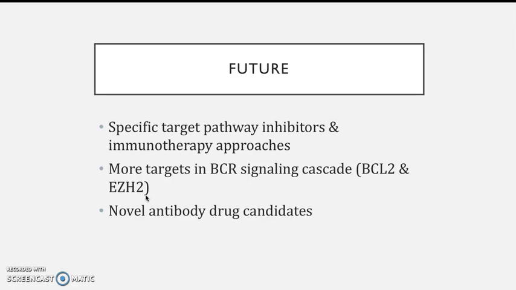For future experiments, researchers are looking to target pathway inhibitors, and they're moving more towards immunotherapy approaches. They are also looking into more targets in the B cell receptor signaling cascade, BCL2 and EZH2. BCL2 is a proto-oncogene, and EZH2 is a histone methylase. And also, novel antibody drug candidates are underway, which is promising for follicular lymphoma.